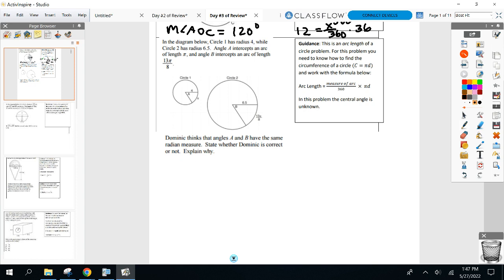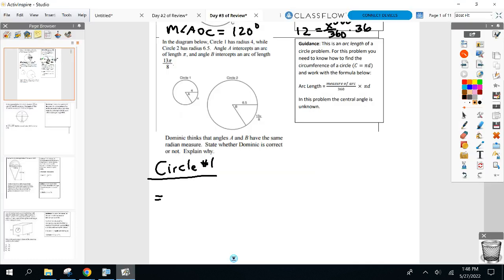He thinks that angles A and B are the same. Is he correct or not? Make sure you just read the directions carefully. Pi and 3 pi over 8, that's the arc length. So we need to figure out what is angle A and what is angle B. So let's go circle number 1 first, using the arc length formula, because that's what pi is.